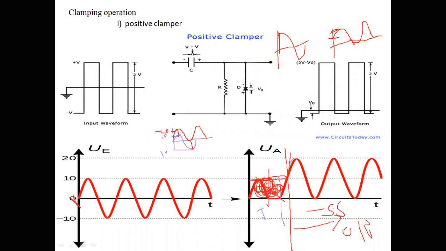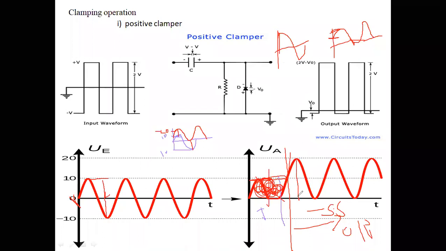Once the capacitor charges to 10 volts, we get this portion, therefore this is called the steady state. In steady state we get a peak of 20, 20 to 0. Peak to peak we have 20 volts. Here also, if we observe the peak to peak, it is 20 volts: plus 10 and minus 10, minus of minus gives plus. Therefore here also the peak to peak voltage is 20.